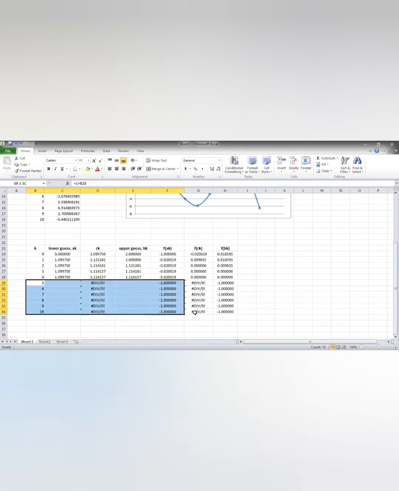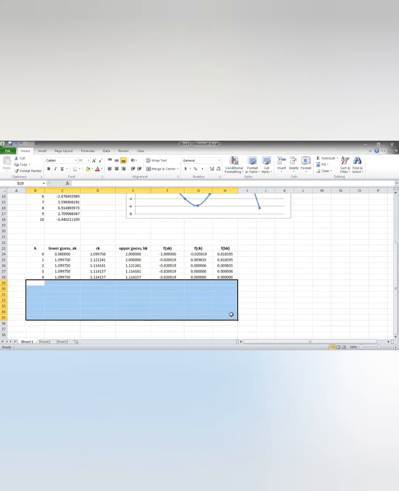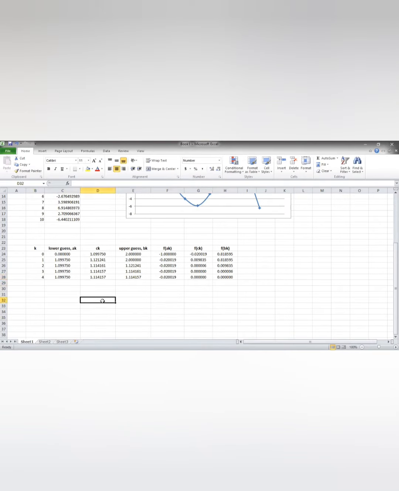So I guess we have to stop at the fourth iteration. So it converges faster. Therefore we will say x is equal to 1.114157. So this is now the root of our function, x is equal to x sine x minus 1. So it converges faster compared to the bisection method.